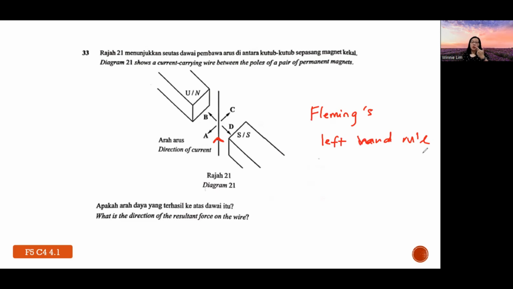So we want to know where the thumb is pointing. Okay, so your current is basically pointing up, so your middle finger you put up first. Then north to south is something like this way. So you see your thumb is pointing towards the direction of C. That's why the answer is C.